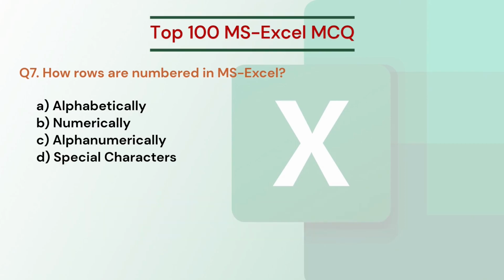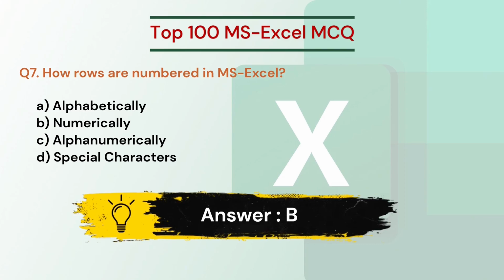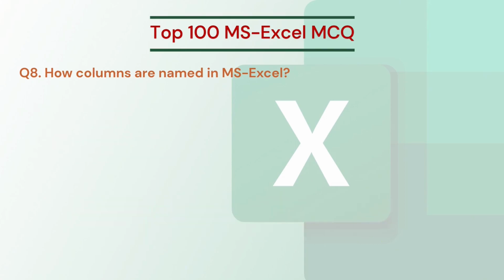How are rows numbered in MS Excel? A. Alphabetically. B. Numerically. C. Alphanumerically. D. Special characters. Correct answer is B. Numerically.